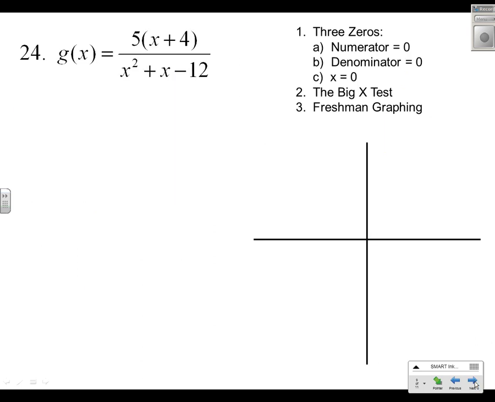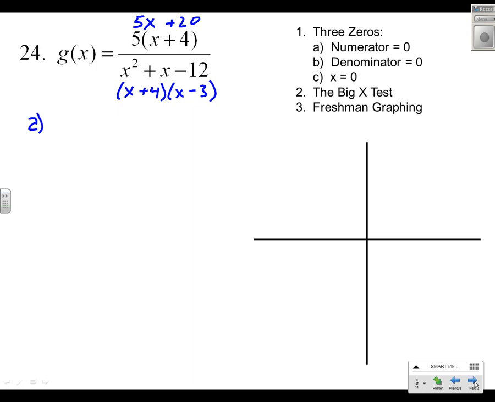All right, so we're going to go ahead and start this guy. I do notice that the numerator, for whatever reason, has been factored. Maybe that's nice, but it might be 5x plus 20. I notice the denominator could be factored. Maybe I'll do that: x plus 4, x minus 3. It might be helpful to look at that. I'm going to go with A.